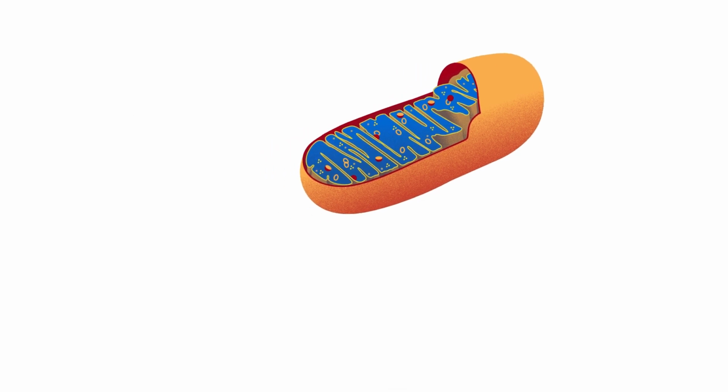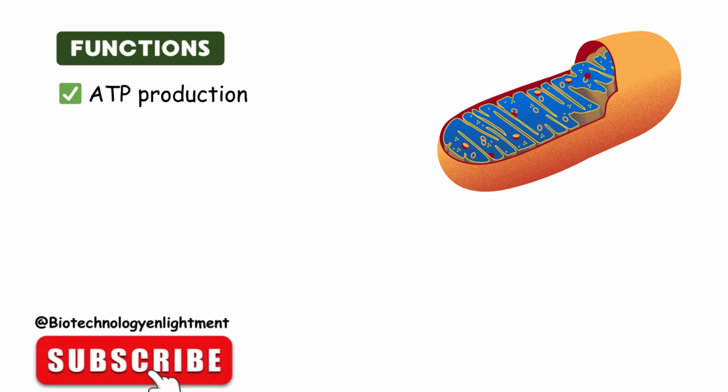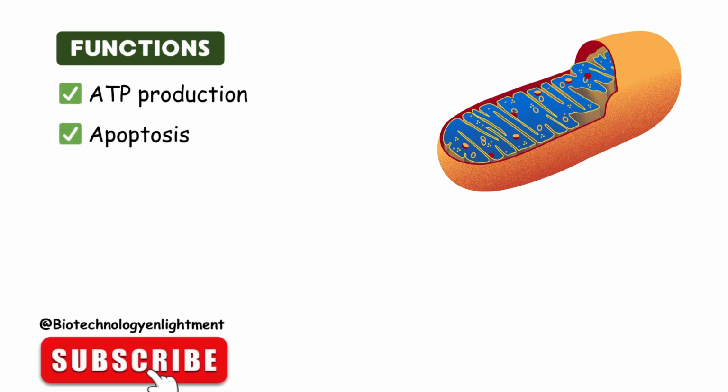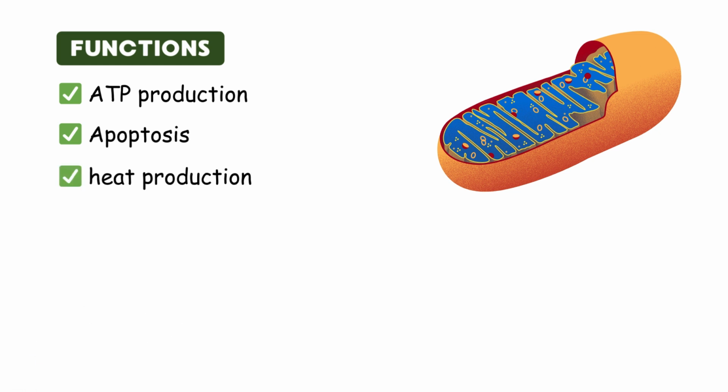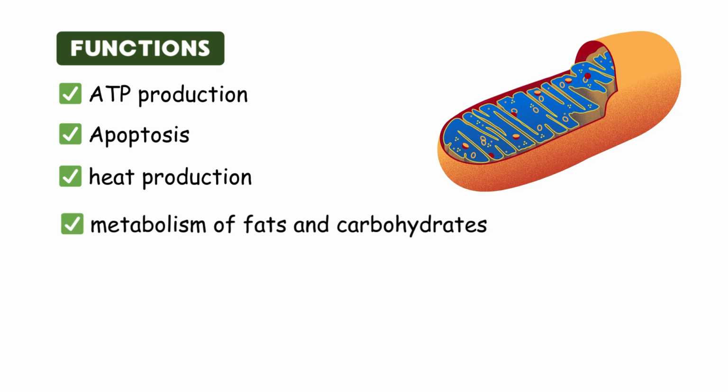Now let's look at the functions of mitochondria. So mitochondria perform several important functions. One of the important functions is ATP production, regulation of apoptosis, programmed cell death, heat production, metabolism of fats and carbohydrates, calcium storage, and many more.